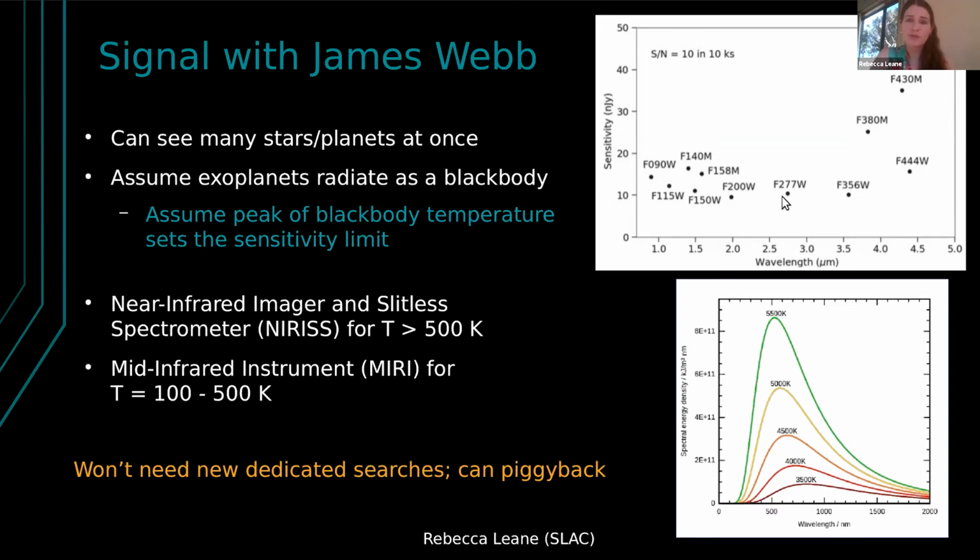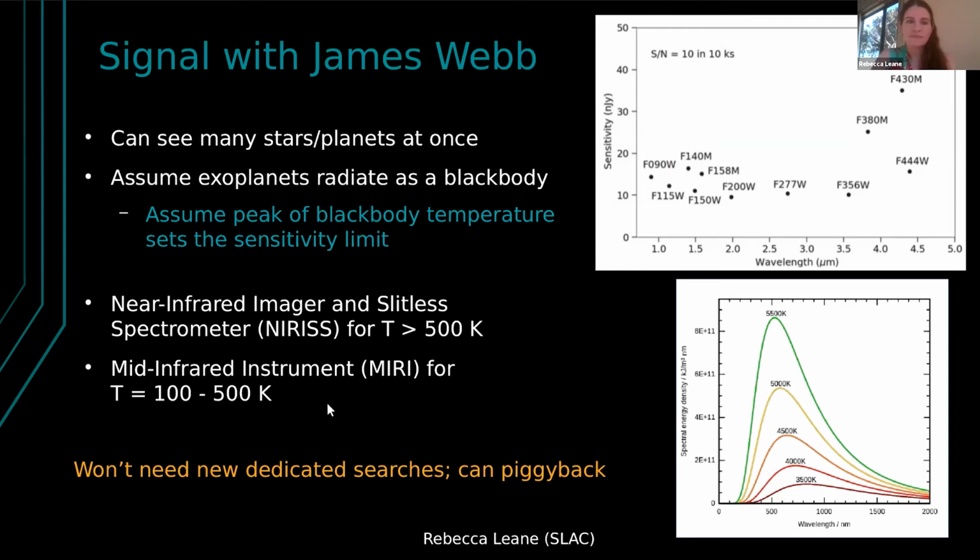So what we want to use to do this are called the near infrared imager and slitless spectrometer if we use temperatures above 500 Kelvin. So some of them are optimized for different temperatures. And if we go down to lower temperatures, we want to use something called the mid-infrared instrument.